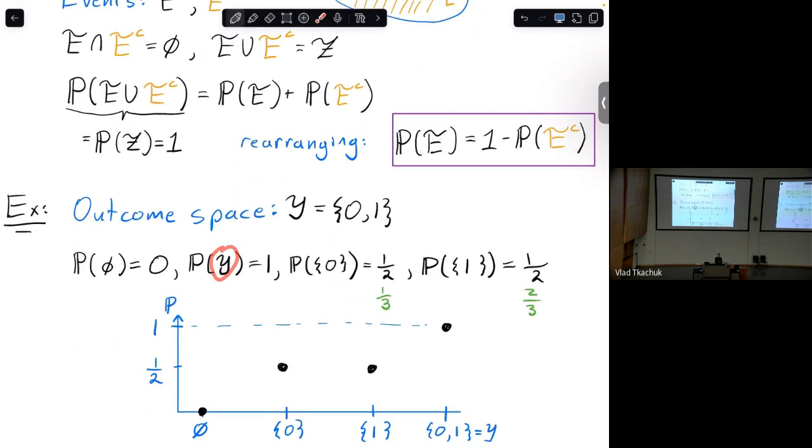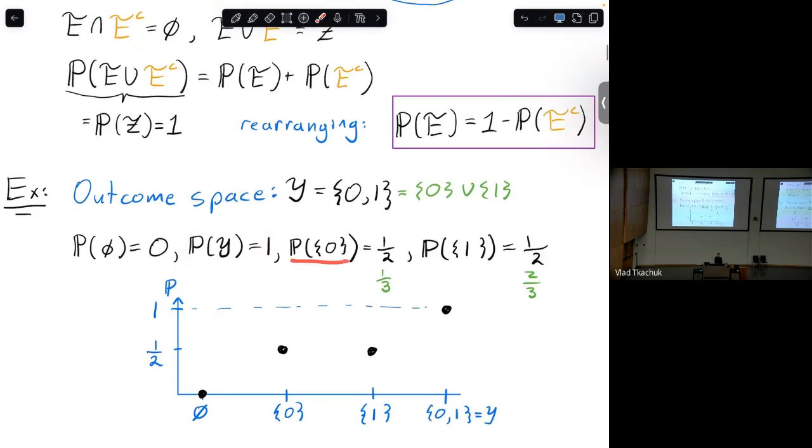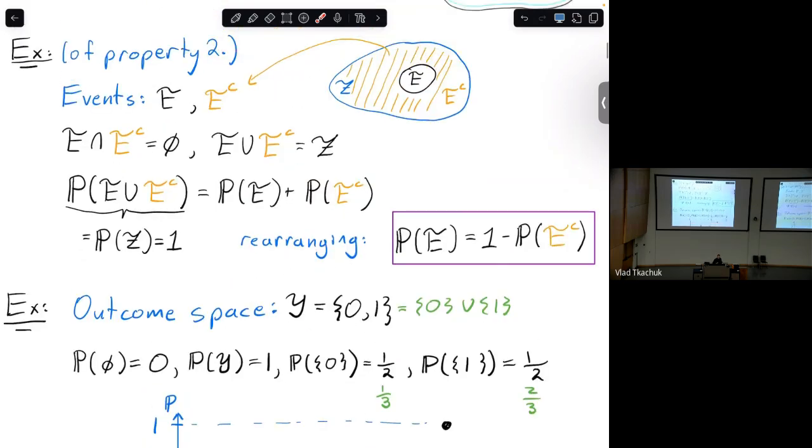Let me just write it. This guy, what is this? This is the union of 0 and 1, which are two other events. These are disjoint events, they have no overlap. And we know that the probability of their union is 1. And the property above says if you break them up into two events, like this and this, then this probability should be equal to the sum of the two probabilities. And so if one of them is 1/3, the other has to be 2/3. Anyways, it's just stating this obvious property. Okay.